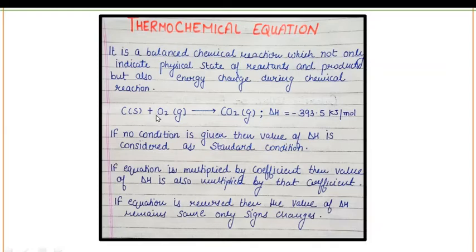Third rule is, if the equation is reversed, meaning if this CO2 came here and these 2 reactants came on the product side, then the sign of delta H will be changed. If the equation is reversed, then the value of delta H remains the same, only the sign changes. Means when this CO2 comes to the reactant side and this C plus O2 comes to the product side, then the value of delta H will be the same, only the sign will change. This will convert into plus 393.5 kilojoule per mole.